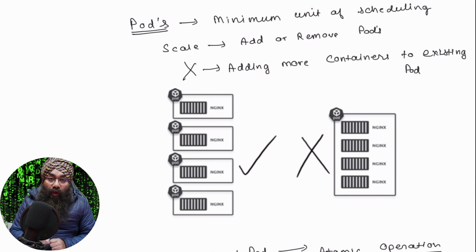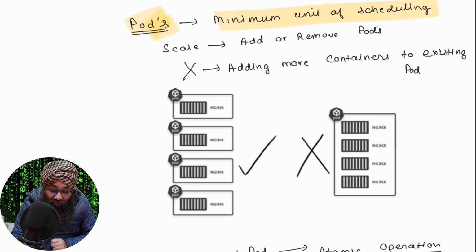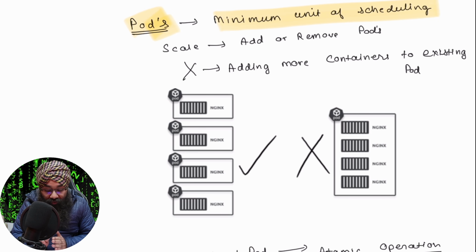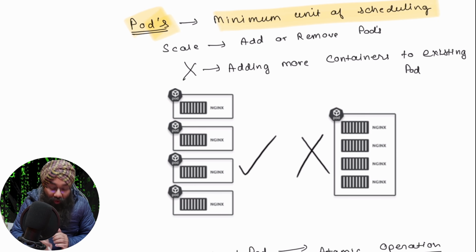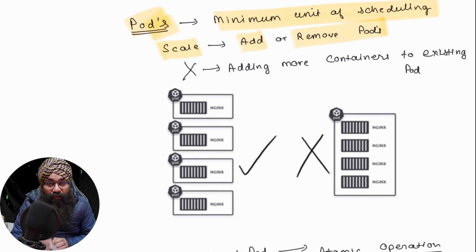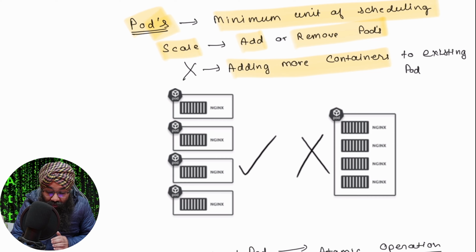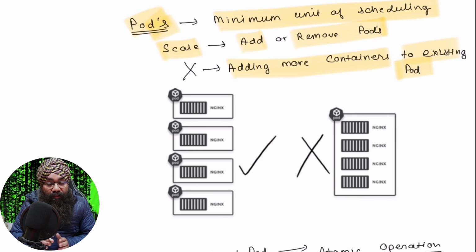Okay. So now a Kubernetes pod is the minimum unit of scheduling in Kubernetes. Kubernetes cannot go below a pod or inside a pod and do things. If you want to scale your app, you have to add or remove pods. If you want to scale up, you have to add pods. If you want to scale down, you have to remove pods. But you cannot go inside a pod and add more containers to an existing pod. Kubernetes cannot go inside a pod and do something.